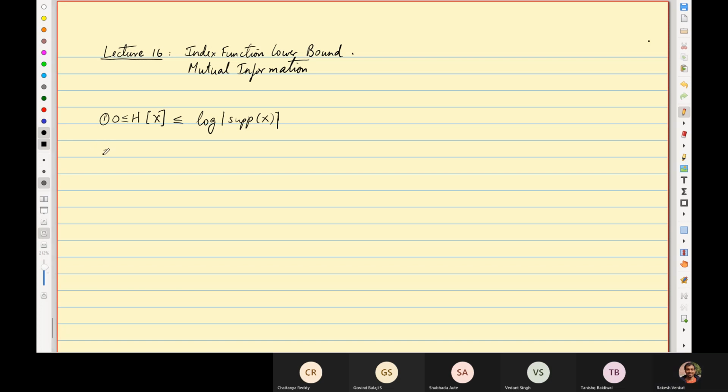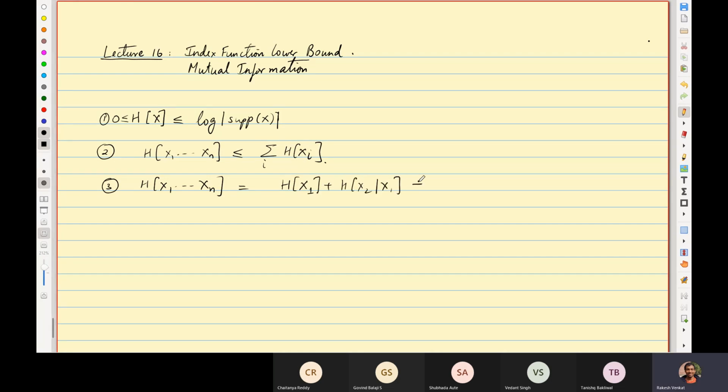What else? We had seen that if you take n random variables, we had seen it for 2 and 3, that h of x1 to xn is less than or equal to the sum. And we had defined the notion of conditional entropy, and we had seen the chain rule, which also said that h of x1 to xn is equal to h of x1 plus h of x2 given x1 plus so on.